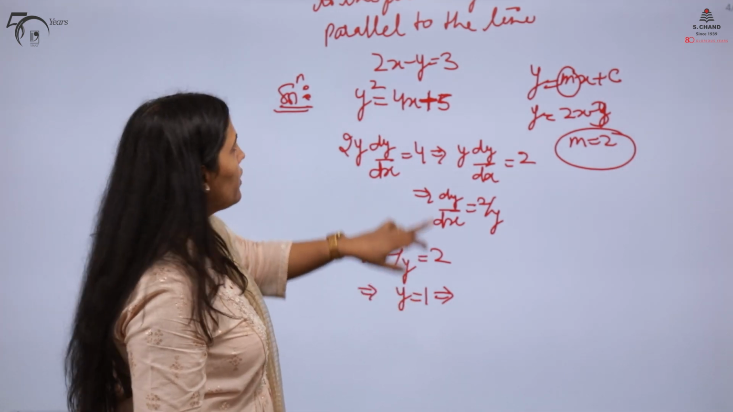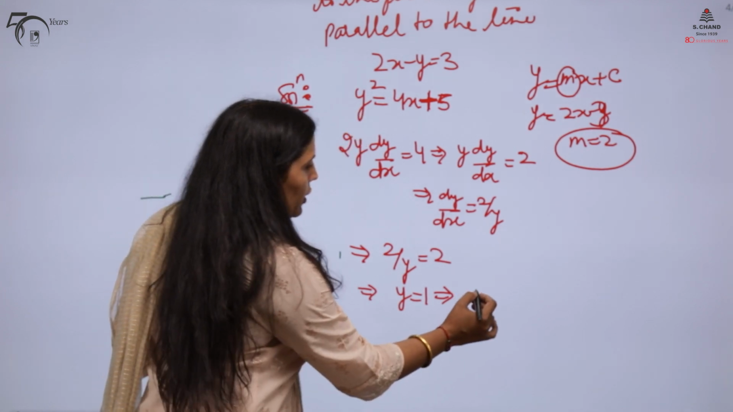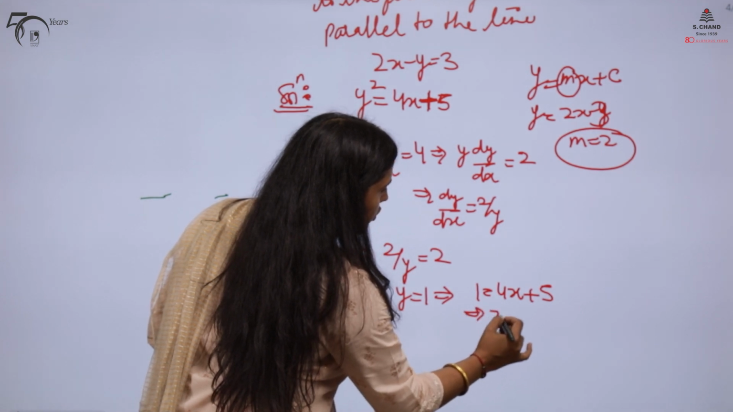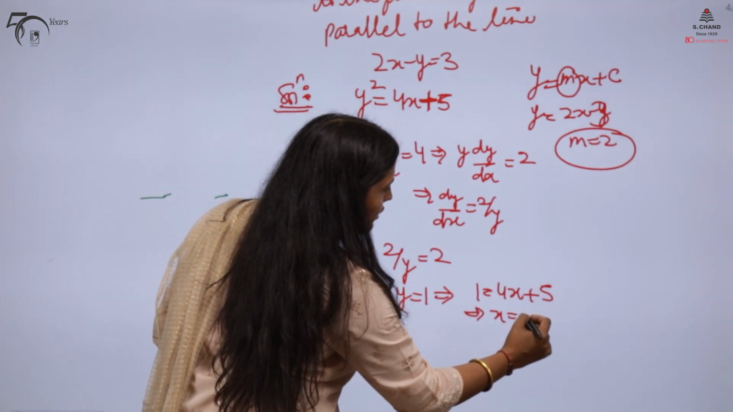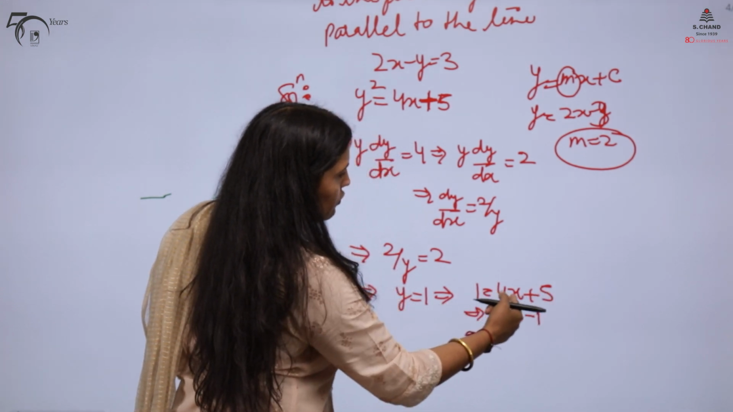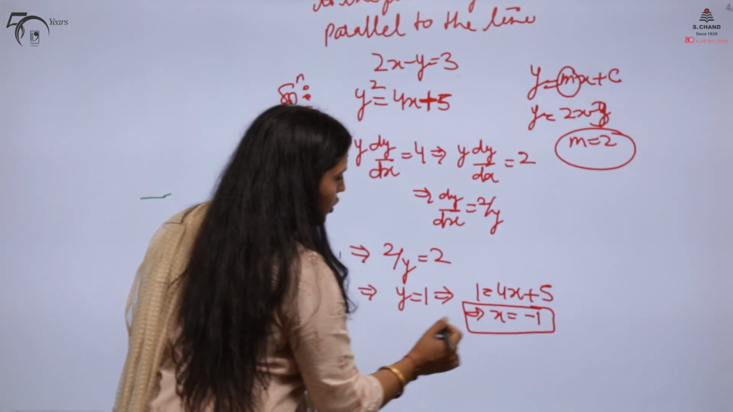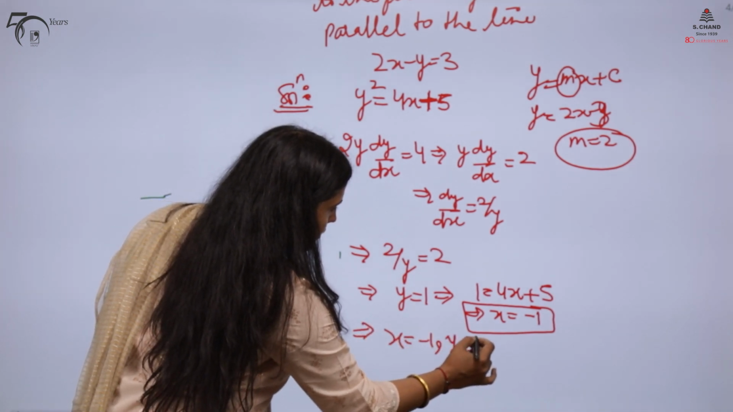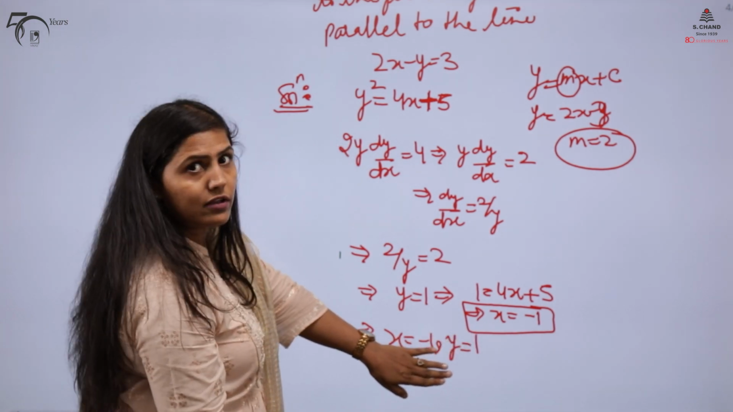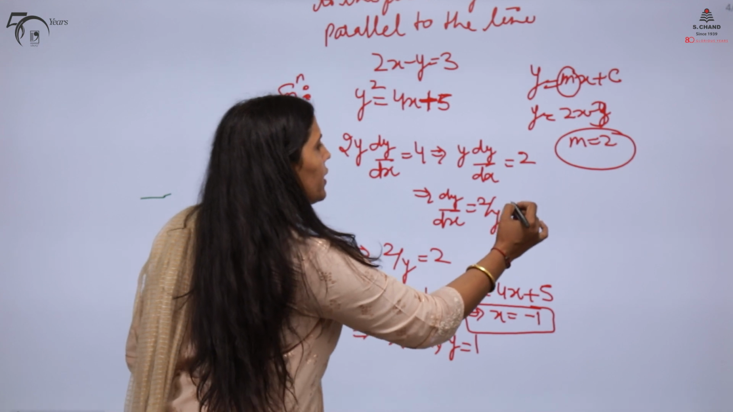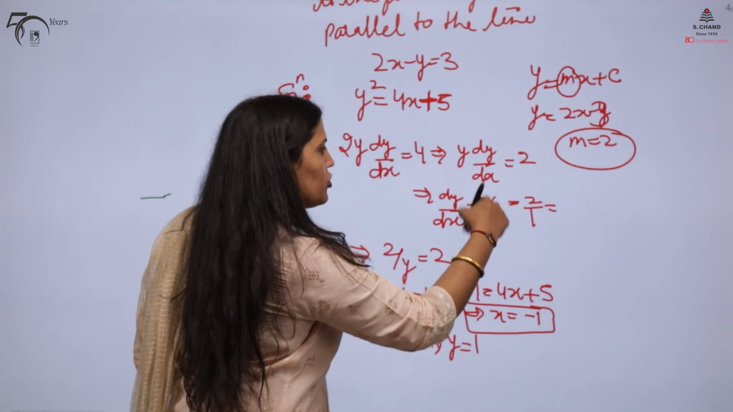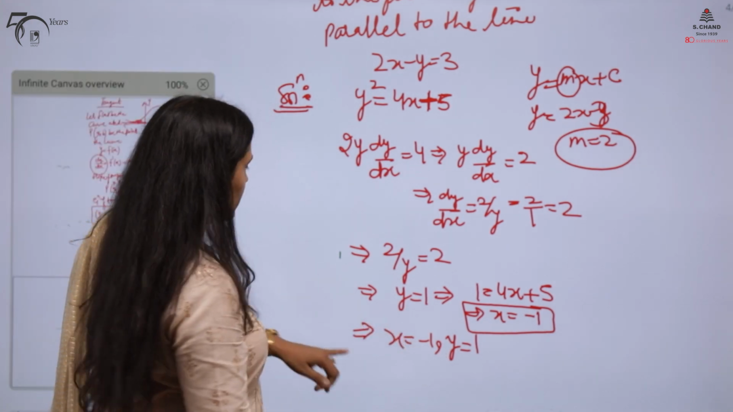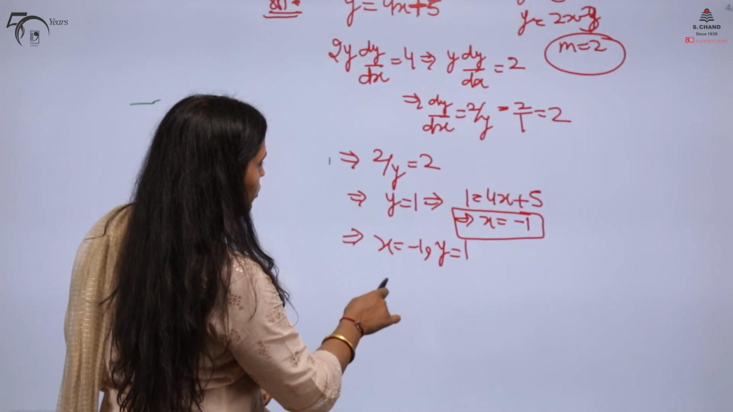So y is 1 gives you, what will be x? Because to write any tangent equation, you need to know the point. So this gives you 1 is minus 4, x plus 5, so x will be minus 1. So you got to know the point where the tangent touches the curve. This is the point minus 1, 1, and the slope 2 by y becomes 2 by 1 because you substitute the point. Slope you know, point you know.